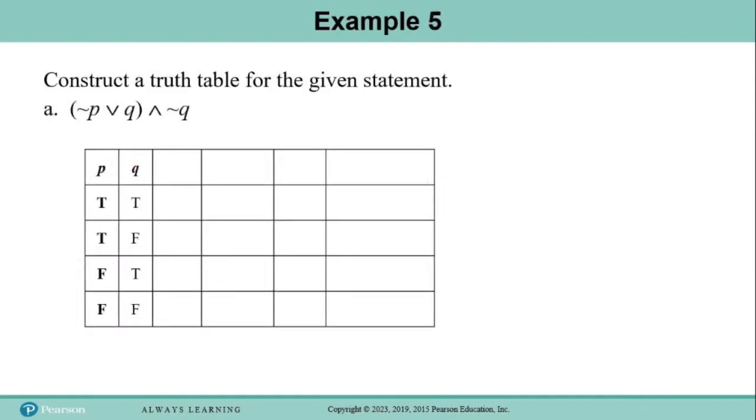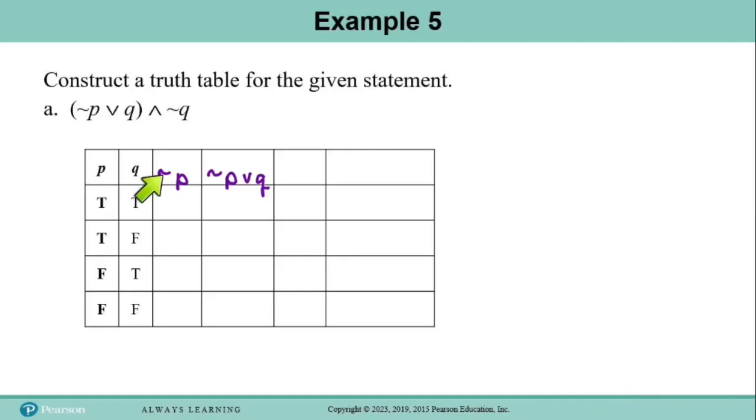Okay, now let's look at example 5. So it says construct a truth table for the given statement. And here we have in parentheses, not P or Q, and then after the parentheses we have and not Q. So the first thing we will need in order to do this or statement is we will need to determine not P. And you could go ahead and do not Q next, but what I'm going to do is go ahead and work on the or statement. So I'm going to make my next column heading not P or Q. And before we do the rest of the column headings, let's go ahead and get the truth values for these.